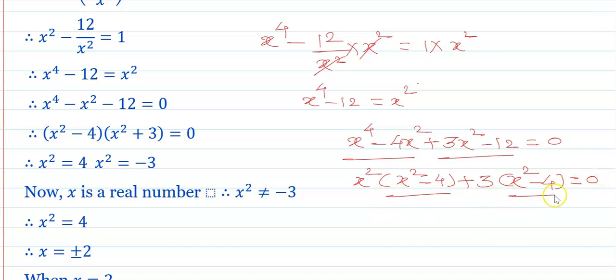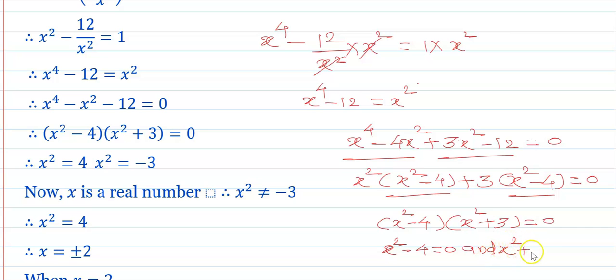x square minus 4 in the first bracket and in the second bracket x square plus 3 is equal to 0. Therefore, x square minus 4 is equal to 0 and the other is x square plus 3 is equal to 0. Therefore, x square is equal to 4 and x square is equal to minus 3. x square is equal to minus 3 is not possible as x is a real number. The square of any real number is always positive.